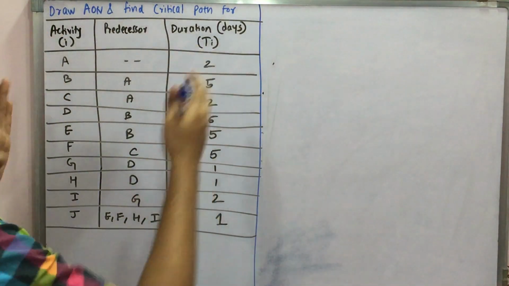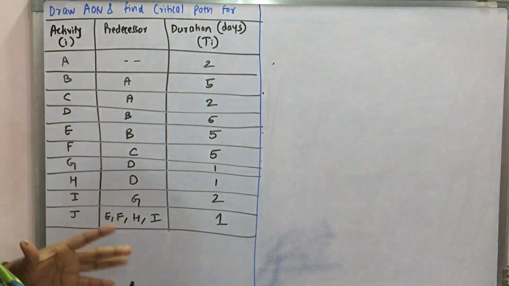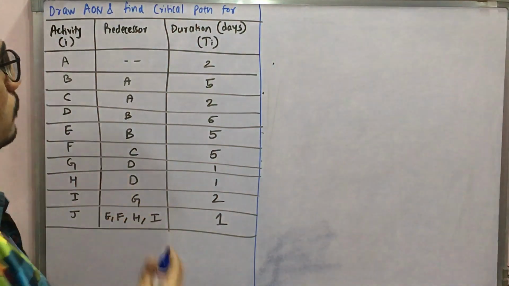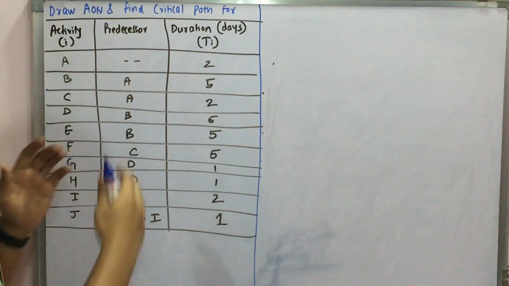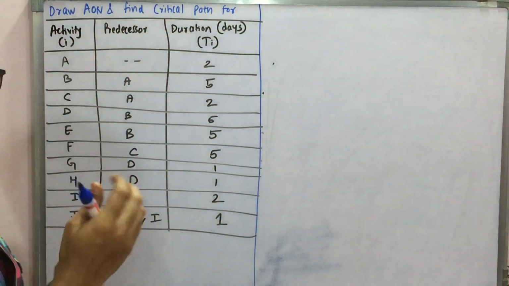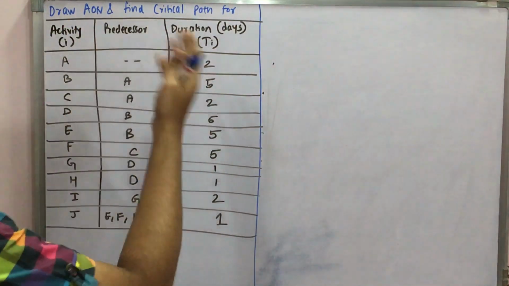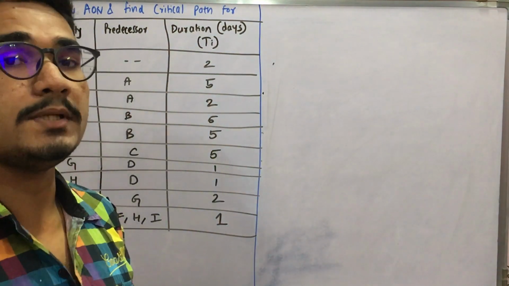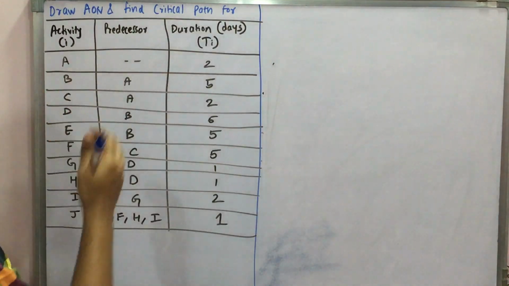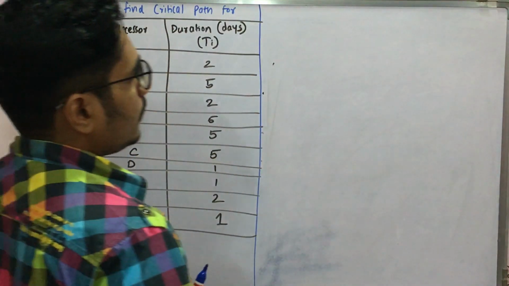So first of all, we have this table with 3 columns, and it says that you have to draw the AON diagram, activity on node, and you have to find the critical path for these many activities, and you have the immediate predecessor, which activity comes prior to this activity, and you have the duration, which is in days, represented by Ti. Ti is the activity completion time. So let's begin drawing this AON network.